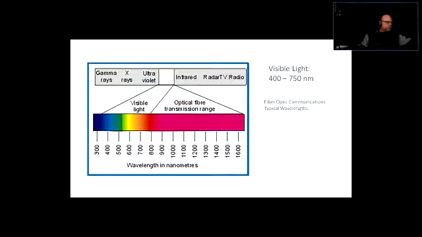Visible light is somewhere between 400 and 750 nanometers. Different sources are going to be slightly varying in the data that they give you. Now, fiber optic communications typical wavelengths: the equipment can operate on 780 nanometers or 850 nanometers, or 1310 nanometers and 1550 nanometers. These are the typical communications wavelengths that are being used to transmit a signal.